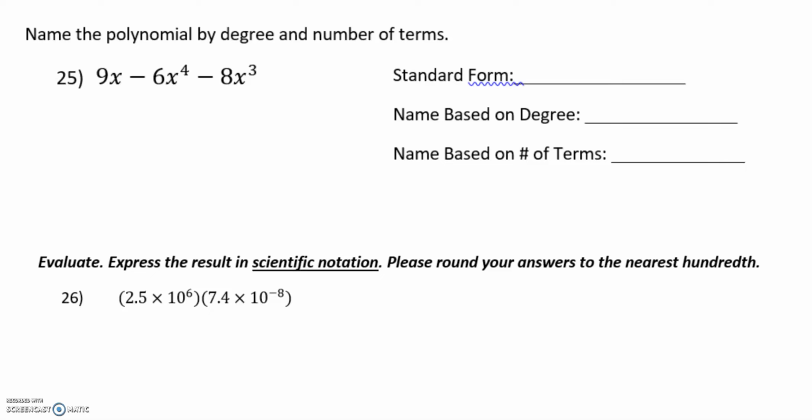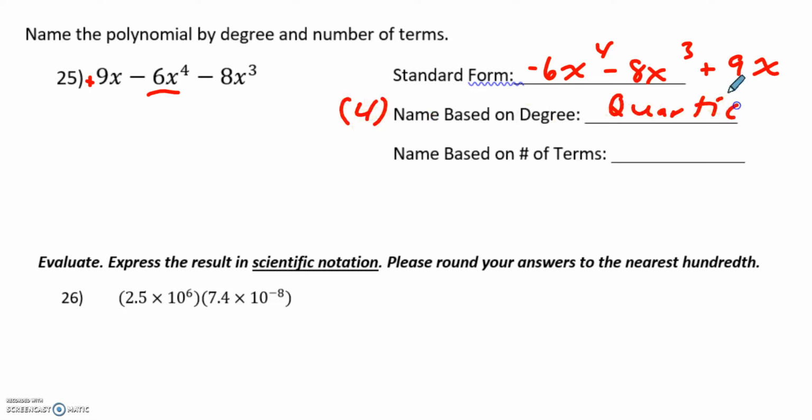25. Name the polynomial by degree and number of terms. But first, we need to see if this is in standard form. It's not. We need the highest power down to the lowest. So this would need to go first. We would have negative 6x to the 4th, and then negative 8x cubed, and then the 9x is positive here, so then it would be plus 9x. Based off of that, the highest degree that I see is 4, and the name for that is quartic. And the number of terms that I see are 3, and so that would be trinomial. So this is a quartic trinomial.